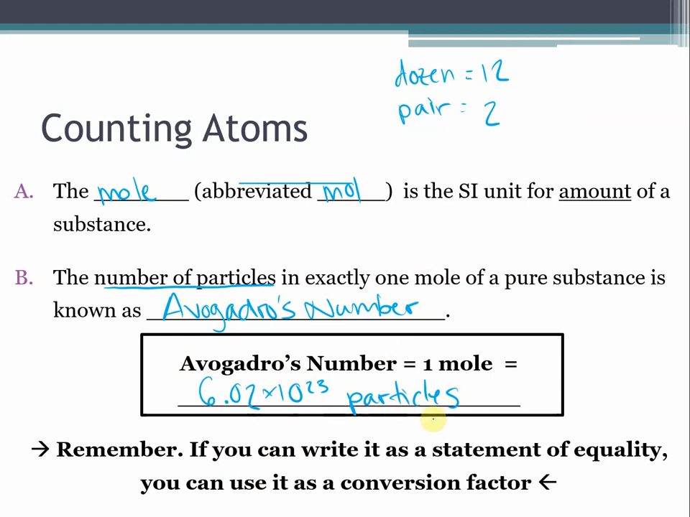We say particles because this applies to all kinds of different things. Just like you can have a dozen cookies or a dozen eggs, or you can have a pair of shoes or a pair of earrings, you can have a mole of anything you can count. So notice that 1 mole is equal to 6.02 times 10 to the 23rd particles. Recall that if you can write it as a statement of equality, this equals that, you can use it as a conversion factor, which is exactly what we're going to use moles for.